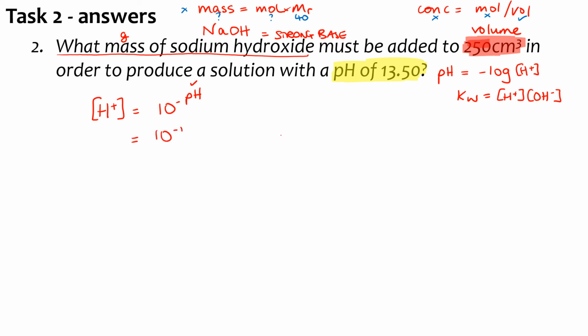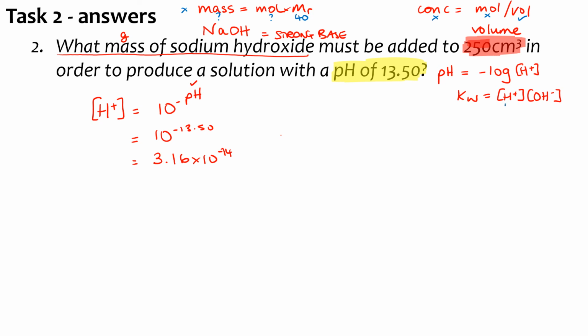So 10 to the minus 13.50 gives us a concentration of H plus of 3.16 times 10 to the minus 14. Apologies, so minus 14 just there. So that's our concentration of H plus. Now, how does that help us with the scribbling that we've done?